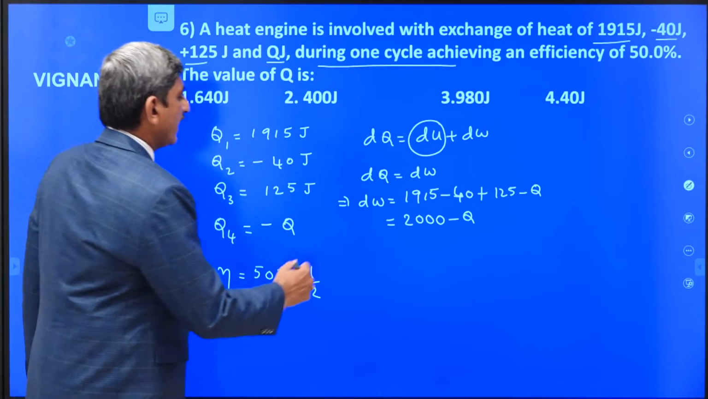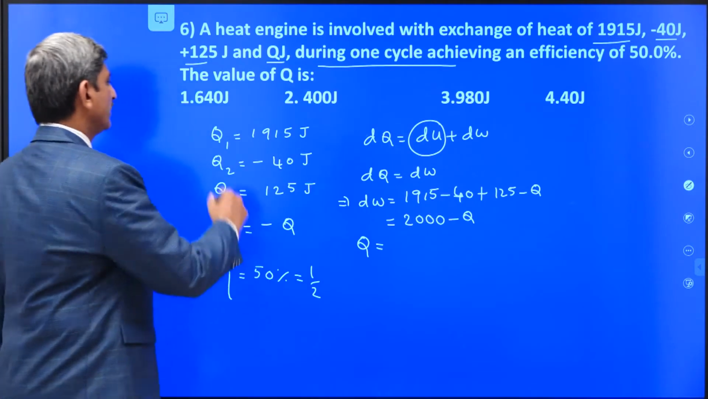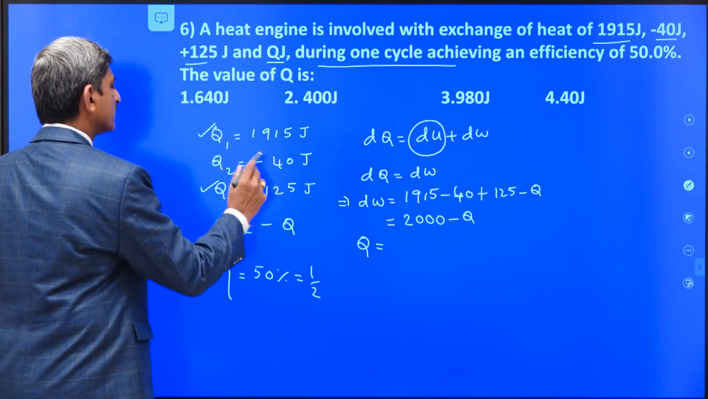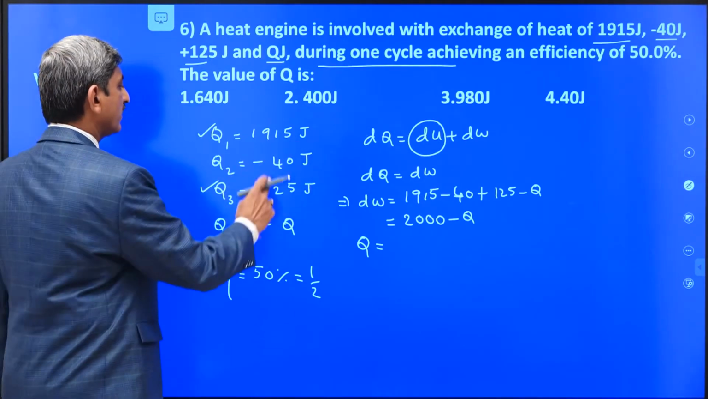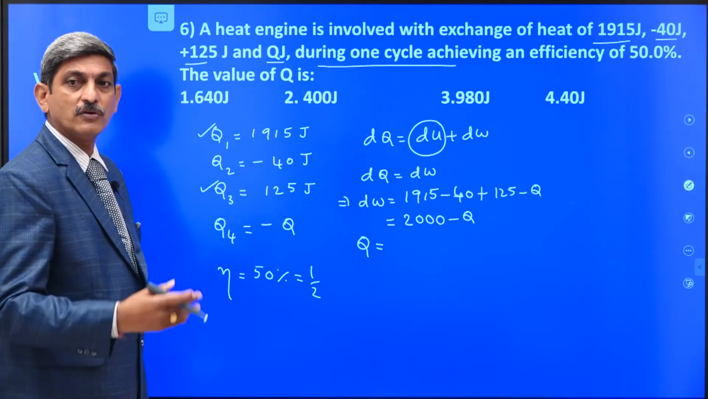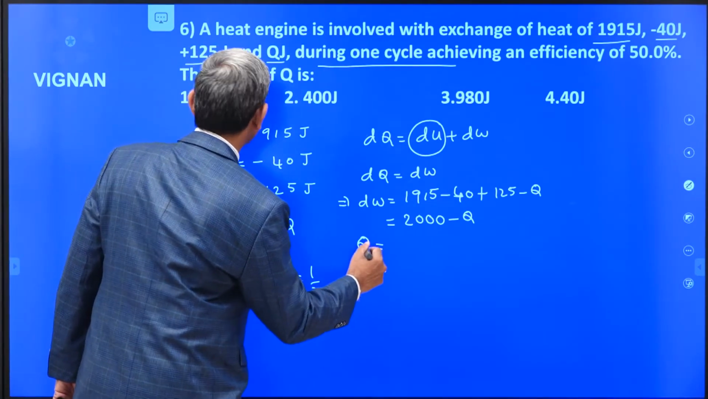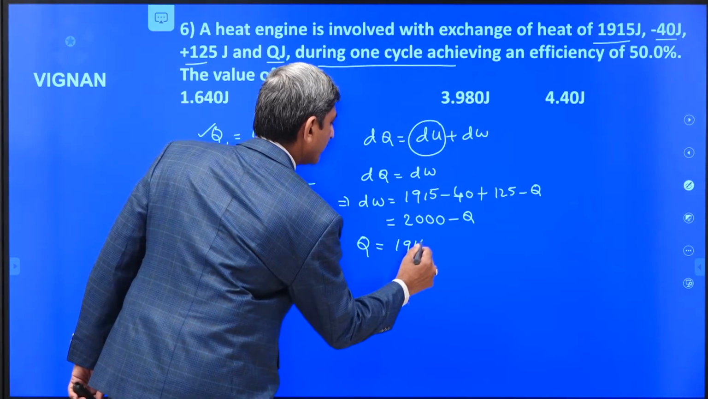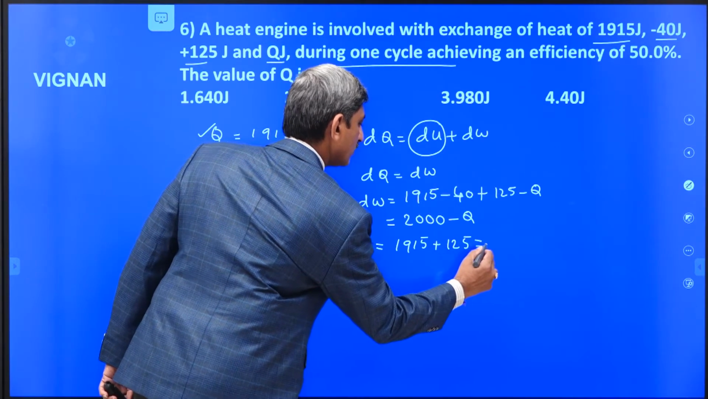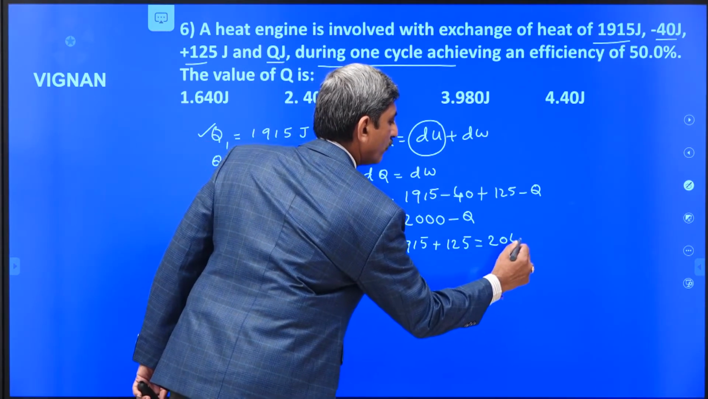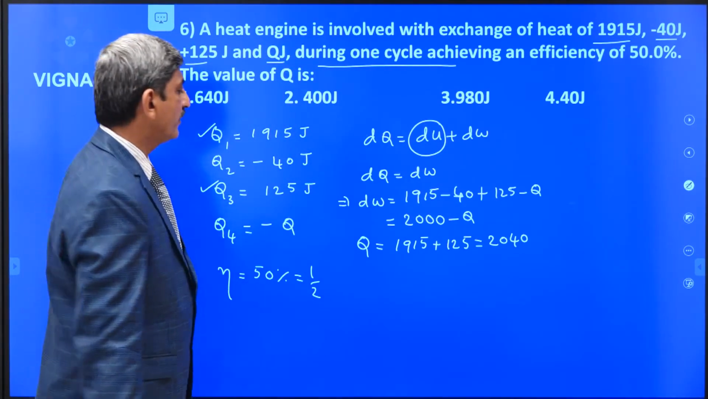Now, the amount of the heat energy taken from the source is given by Q. This is the heat taken from the source, this is also heat taken from the source, but these two are the heat rejected to the sink. That's why we should not take Q2 and Q4 while calculating the heat energy taken by the heat engine. So Q is equal to 1915 plus 125, which is equal to 2040 joules.